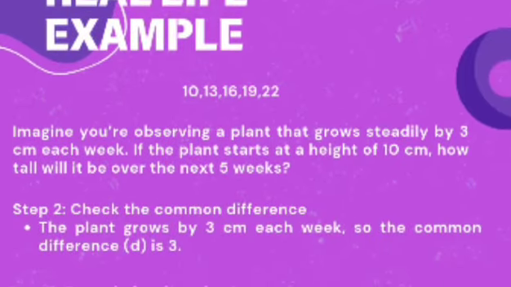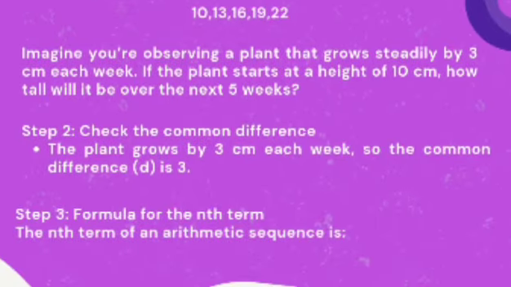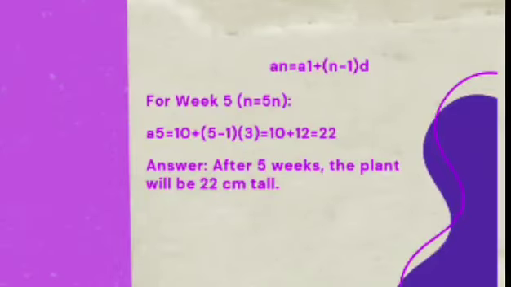Step 2. Check the common difference. The plant grows by 3 centimeters each week, so the common difference, or d, is 3. For step 3, use the formula for the nth term. To find the height at any week, or n, we use the formula for the nth term of an arithmetic sequence: a sub n equals a1 plus n minus 1 times d. After you substitute the values, you need to simplify it to get the final answer. And after 5 weeks, the plant will be 22 centimeters tall.